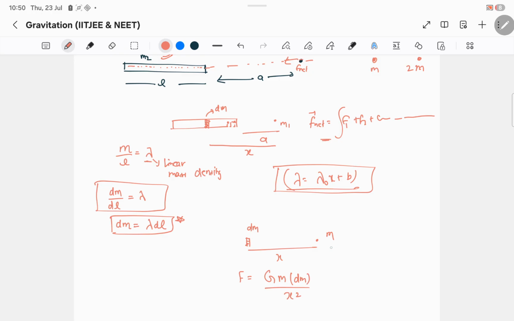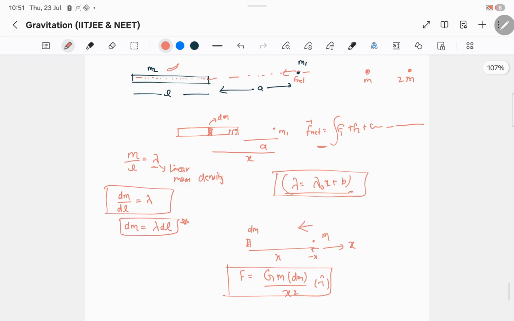And direction, if you want to put, this will be x and this will be minus x, meaning you can say minus i. And direction we don't bother, because total F net will be in this direction, so no need to bother about direction. It will be only in minus i cap. So the first task is to write this for a small element.